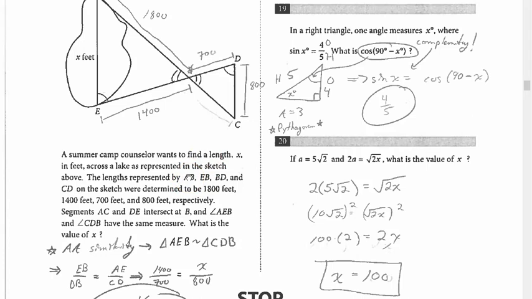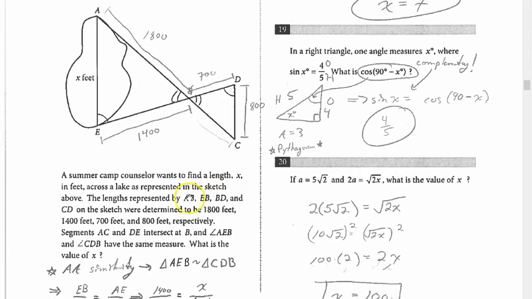Make sure you label your diagrams correctly. So AB was 1800, so I labeled it there. Going on through, we label accordingly. Do a quick check. Make sure you labeled everything that you know.